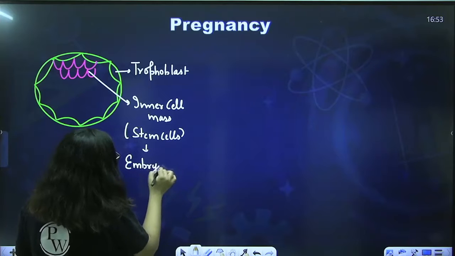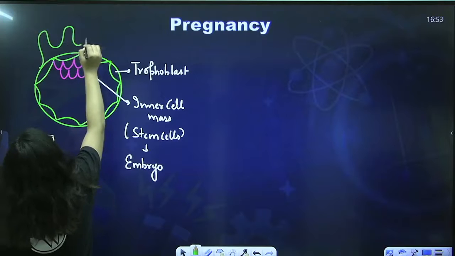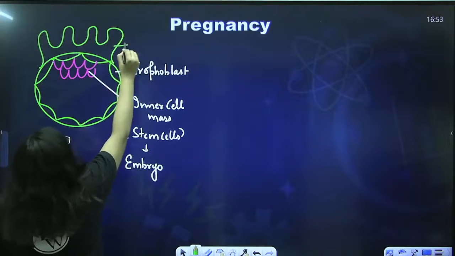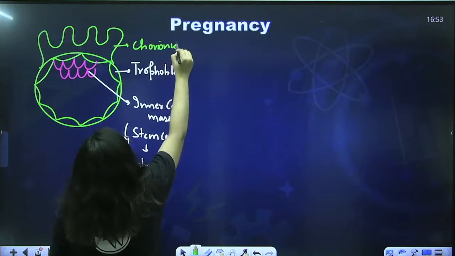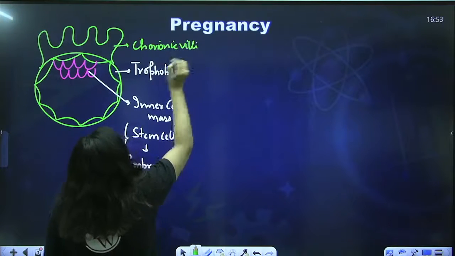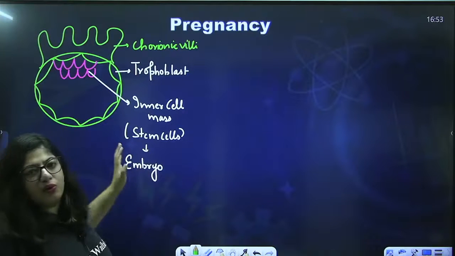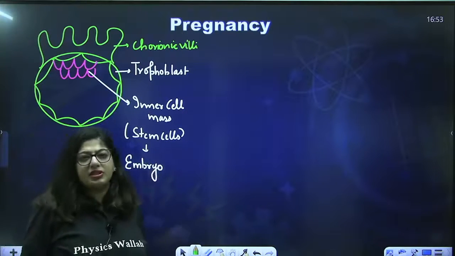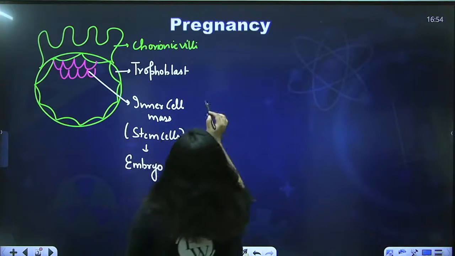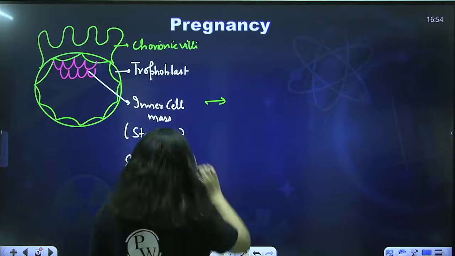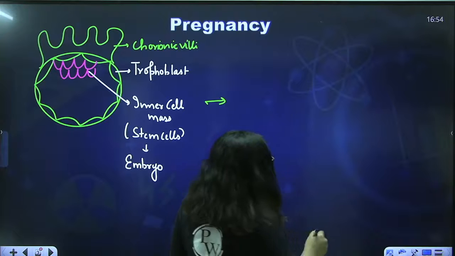Then what's the role of trophoblast? If you remember, the trophoblast forms chorionic villi like this. So this is chorionic villi, and this villi will help in the embedding of this blastocyst in the uterine wall. All this is happening around 5 to 6 days of the fertilization, right? Now what will happen next? Now this layer of chorionic villi will help in the formation of placenta.